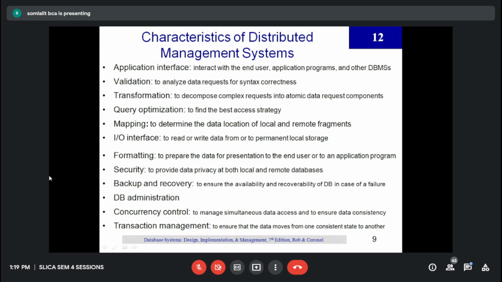Now, when everyone tries to use the same resource at the same time, there is always the chance of deadlock. So how they should ensure the simultaneous access without causing any problem, that is known as concurrency control. Okay, next is transaction management, that each transaction is completed without any problem. That is also a facility provided by distributed DBMS. Okay, so these are some of the characteristics of distributed DBMS.